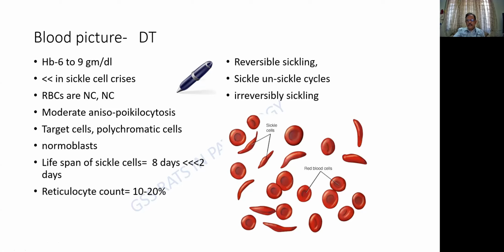But again, when it passes through a narrow capillary, there is sickling. These are called sickle-unsickle cycles. But eventually, it becomes too rigid and sickled. It is called irreversible sickling.